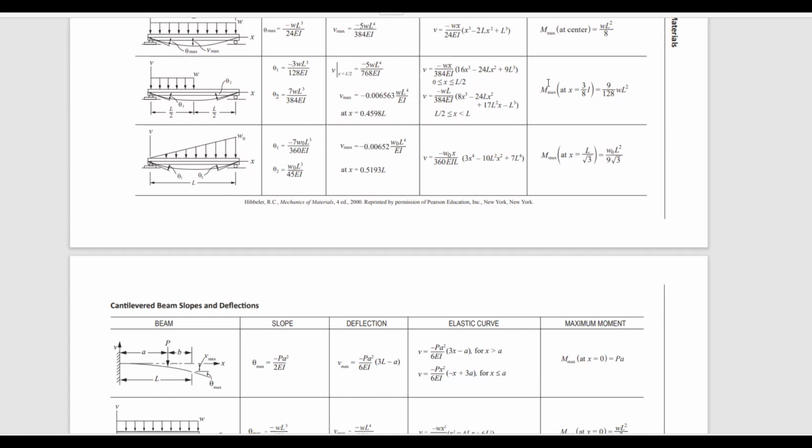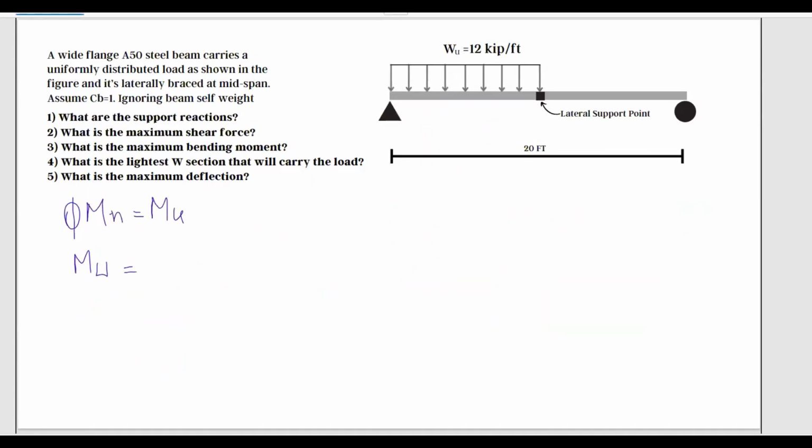And here you are given the maximum moment. It tells you that it's at 3/8 of the length, and it gives you this value over here. Even though we have calculated the moment, I'm going to calculate it based on this formula, 9/128.